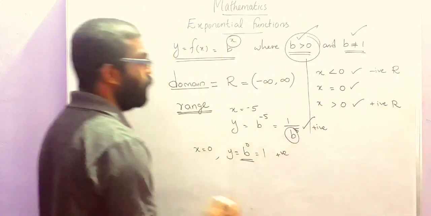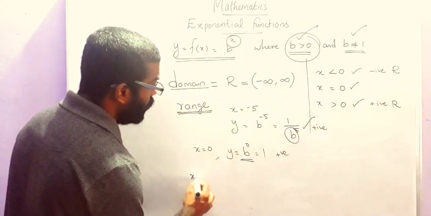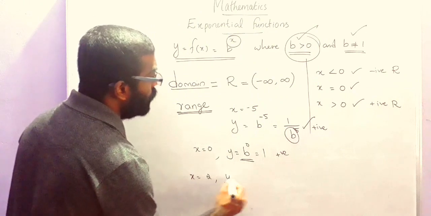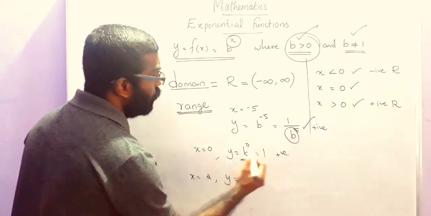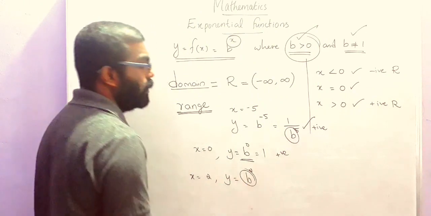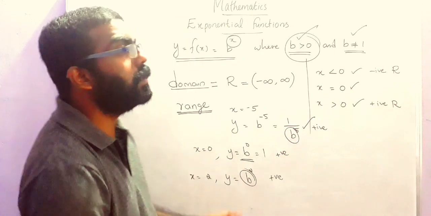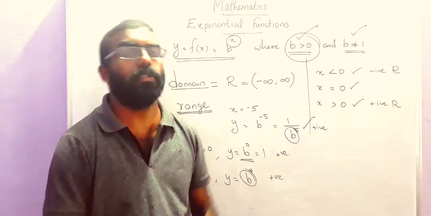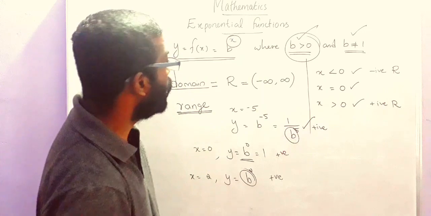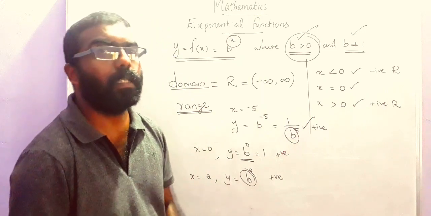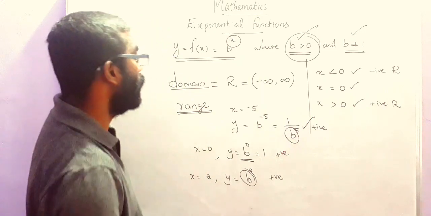Here also we can take one example. When x is equal to 2, y is equal to what? b raised to 2. b is positive, so b squared is also positive. So in this situation also we get a positive value. So the range is always the set of all positive real numbers.